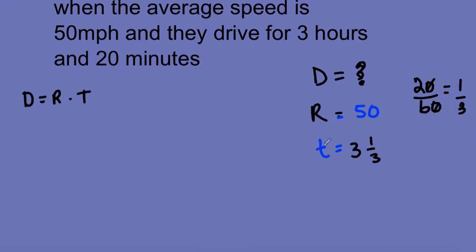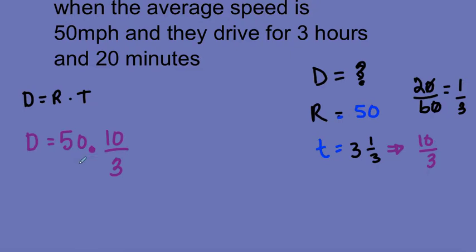So I'm going to plug them in, but remember when we're talking about multiplying fractions, we can't multiply a mixed number, so we have to turn it into an improper fraction, which would be 3 times 3 plus 1, so 10/3. Okay, so my distance would be my rate of 50 times 10 over 3.